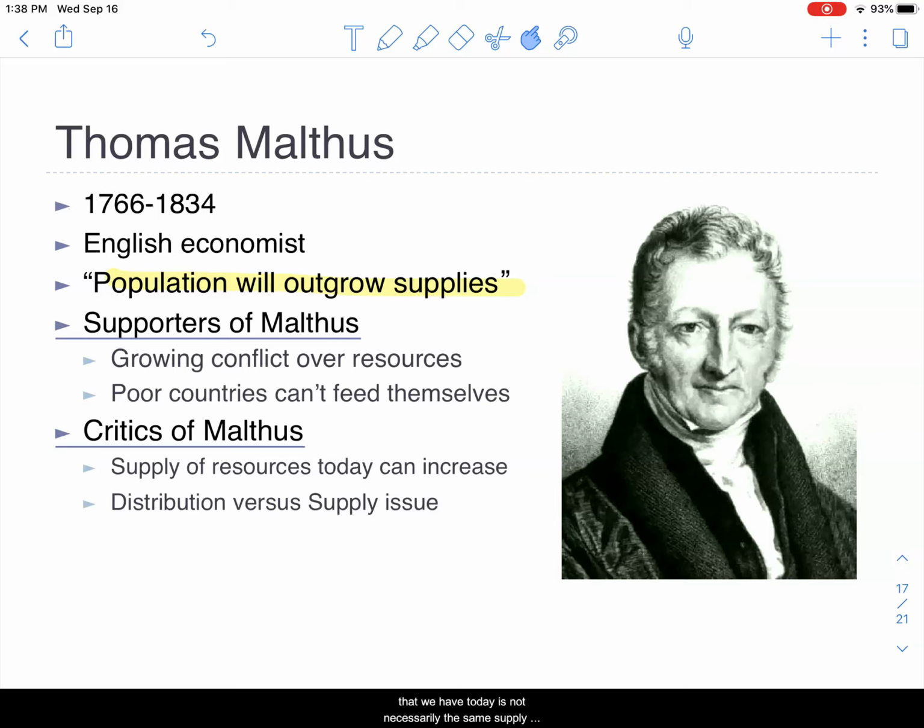today is not necessarily the same supply that we're going to have tomorrow, because we have incredible technological increases that can help us improve our farming methods and improve our ability to clean water. These technological advances are things that Malthus never could have considered when he came up with his theory. So those folks would say it's a distribution issue, not a supply issue. Yes, some countries don't have it, but maybe it's because other countries have too much of it. And if they shared with each other, it probably wouldn't be as large an issue.